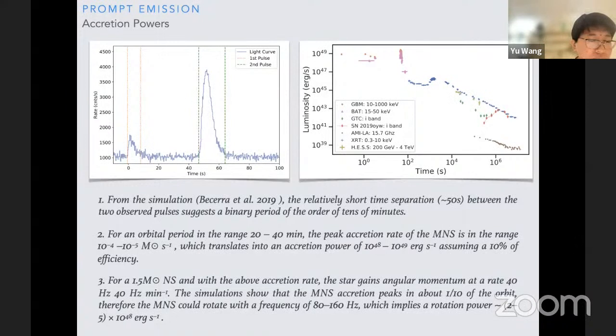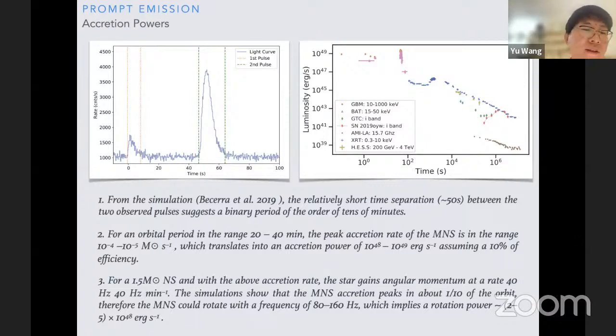And for the energy release powered by the rotational energy of the neutron star, which is first spun up by the accretion: for example, a 1.5 solar mass star with accretion rate 10^-4 to 10^-5 solar masses per second implies a spin-up rate of about 40 hertz per minute. This simulation shows the neutron star accretion peaks in about 1/10 of the orbital period. So the neutron star finally will have a frequency of about 80 to 100 to 160 hertz. This implies the rotational power of the neutron star is about 2 to 5 times 10^48 erg per second.